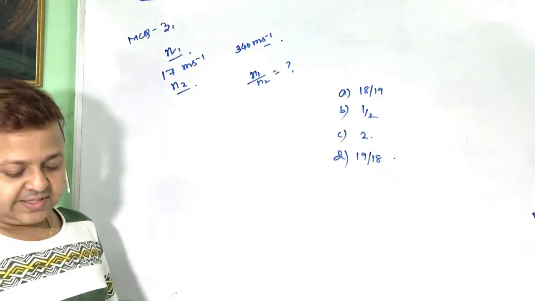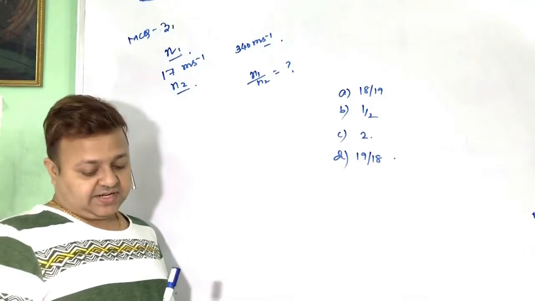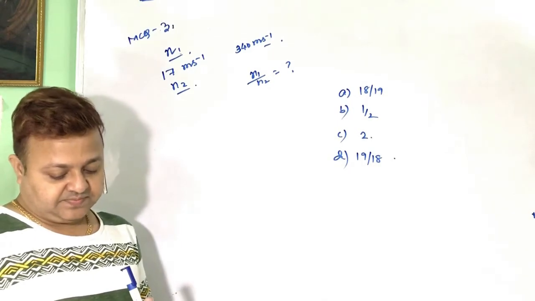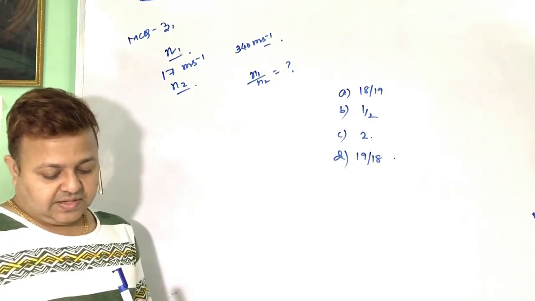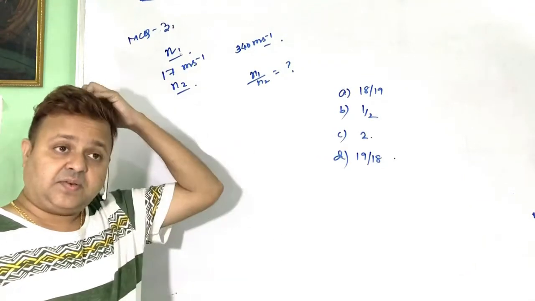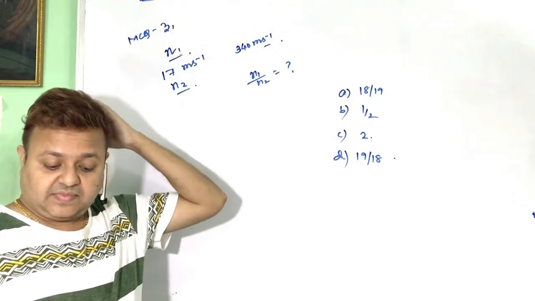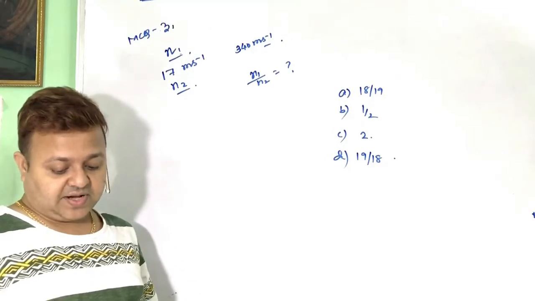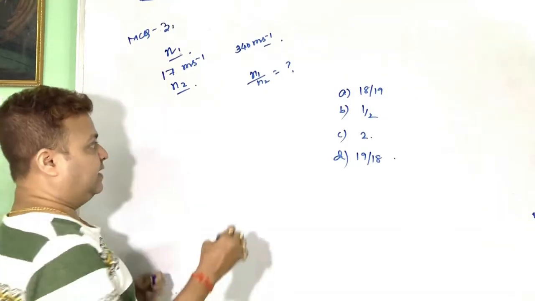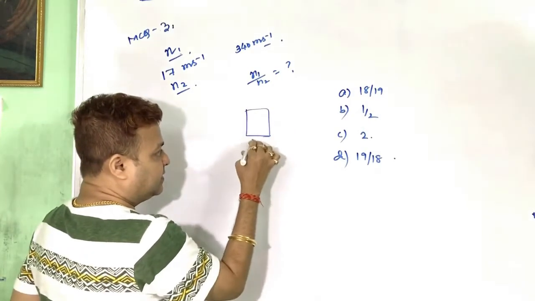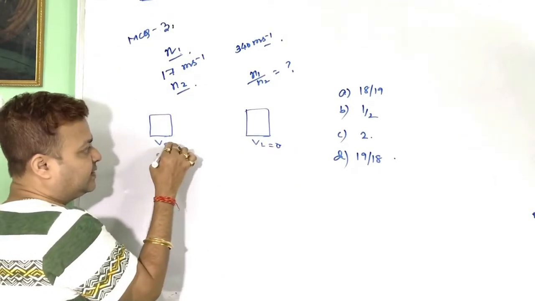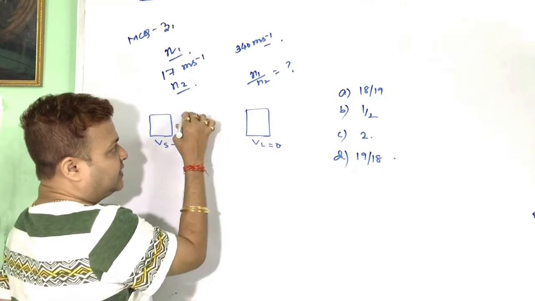A train moves towards the stationary observer with a speed of 34 meters per second. The frequency of the train horn is N1. If the train speed is reduced to 17 meters per second, then the frequency is N2. If the speed of sound is 340 meters per second, then N1 by N2? The listener is stationary, the source is moving towards the listener. The direction of sound is directed towards the listener.